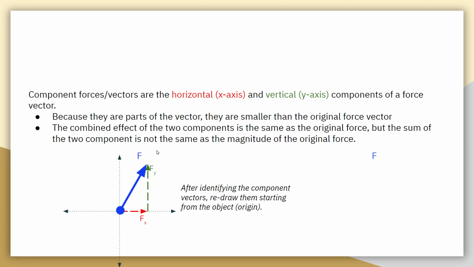However, this right here is not a great way to draw a free body diagram, because it implies that one of the component forces is not actually applied to the system itself. That's why after you have identified the component forces, we redraw them, starting at the origin for the object. So that way it looks like the vertical component is applied directly to the object, as well as the horizontal component.